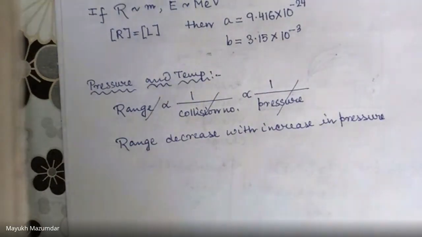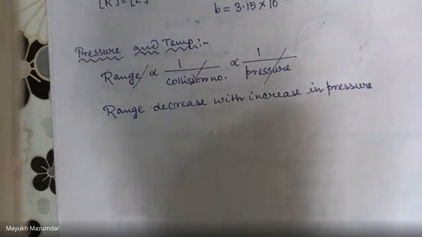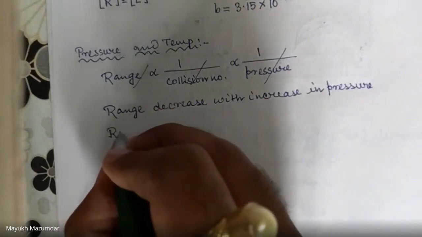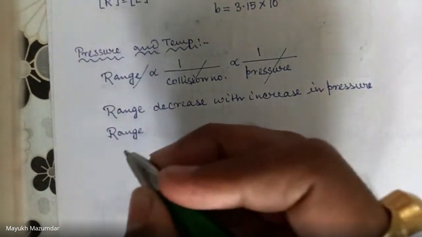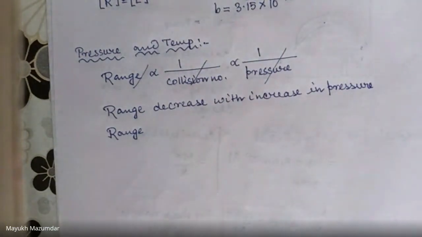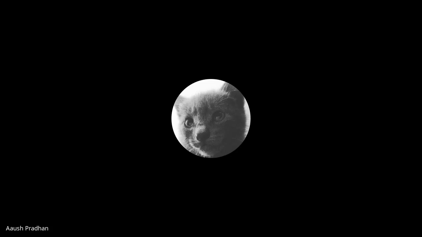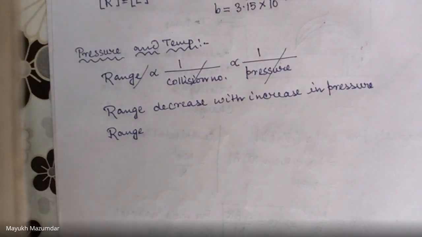Now tell me, what do you expect with temperature? How does temperature affect range? The temperature also decreases the range, sir. Why? Because an increase in temperature increases the motion of the particles, so the collisions increase when we increase the temperature. That's why. Okay.